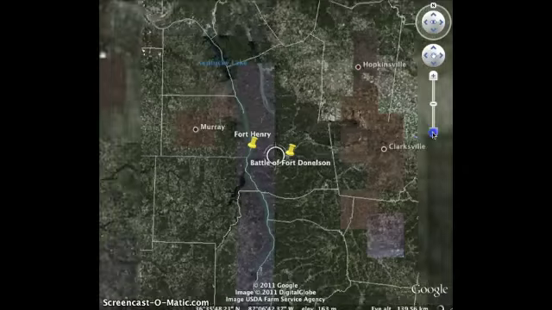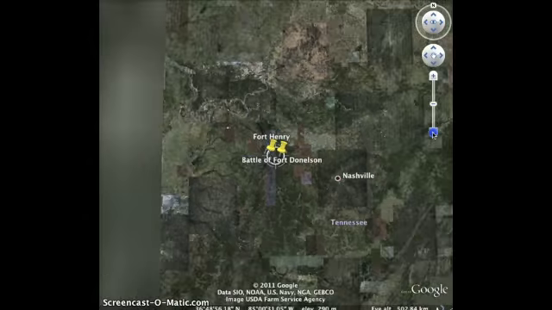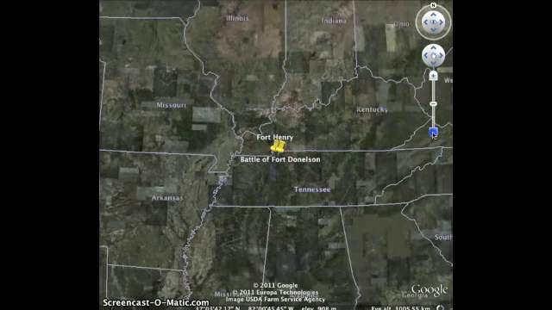If you look at the map, we can see, if we zoom out far enough, that Fort Henry is located in Kentucky and Fort Donelson is in Tennessee.